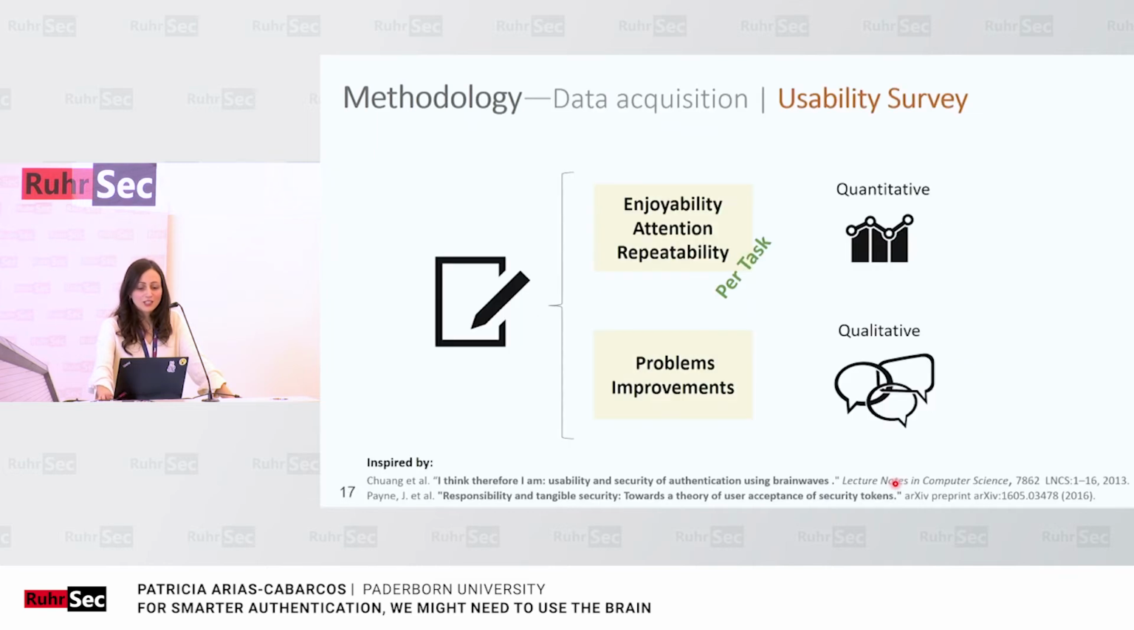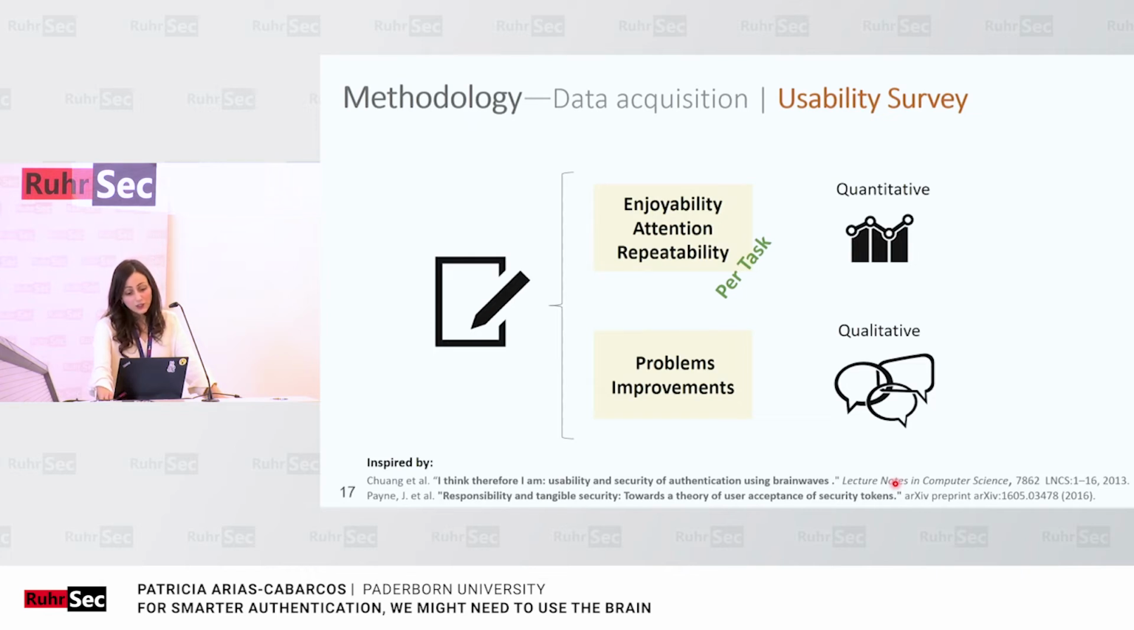So let me say some words about the usability. After we measured the brain data of the users, we asked them to fill a questionnaire, and there we collected both quantitative and qualitative feedback. Quantitative questions focused on understanding how enjoyable the tasks were, how much attention was required, or if users were willing to repeat these tasks on a daily basis for authentication. And then we analyzed the difference with hypothesis testing.